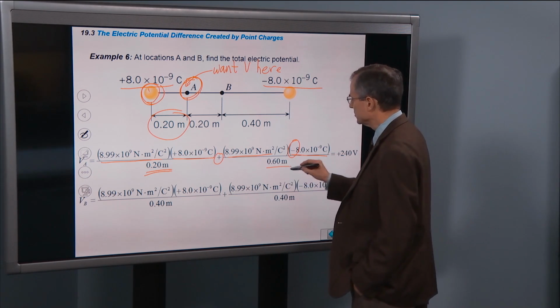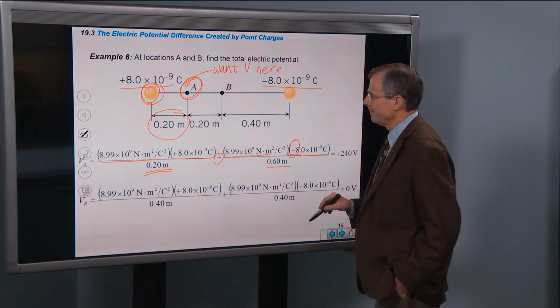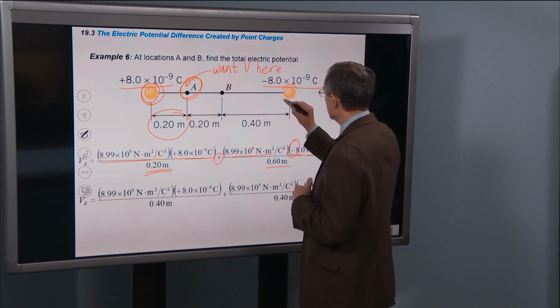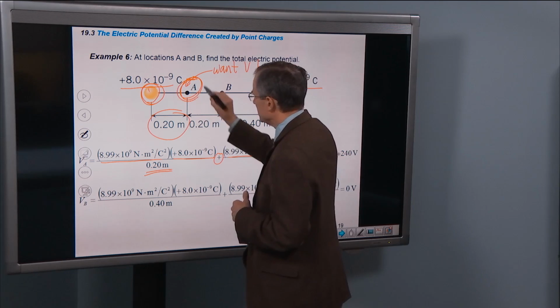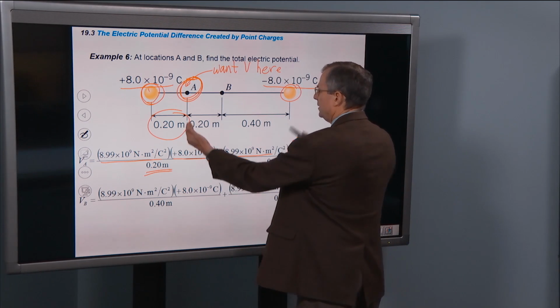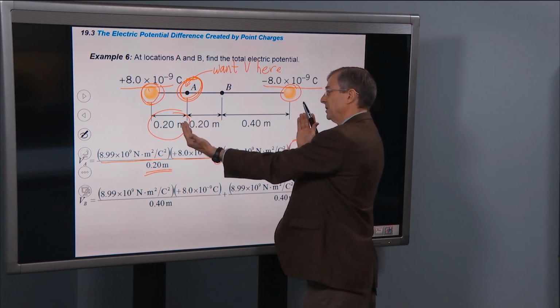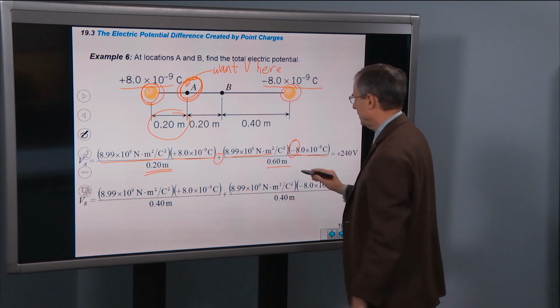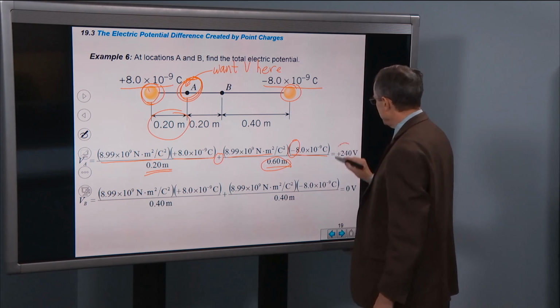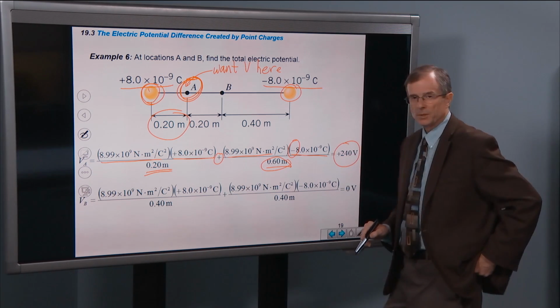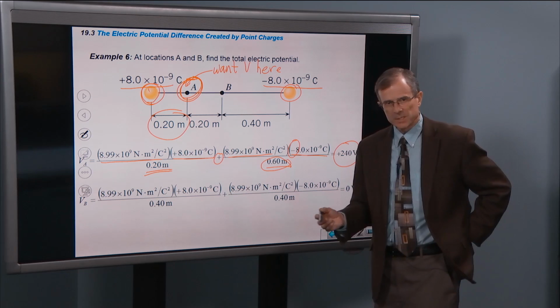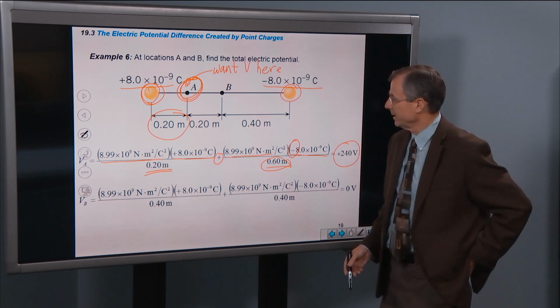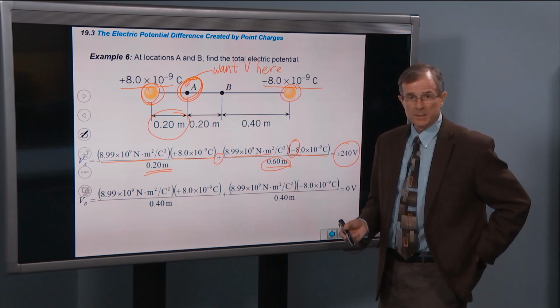Divided by 0.6. Well, how did I get 0.6? That's the distance between this negative charge and the place where I want the potential. And what is that distance? And you say, well, easy. 0.2 meters plus 0.4 meters is 0.6 meters. So at the end of the day, we end up with a potential of 240 volts. Is that positive or negative? You say, that's positive.